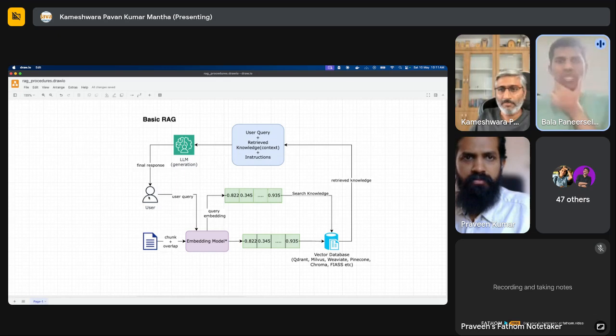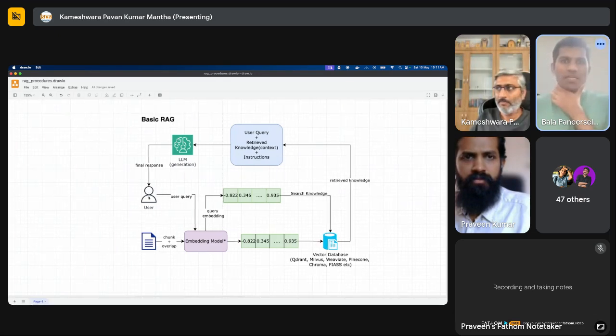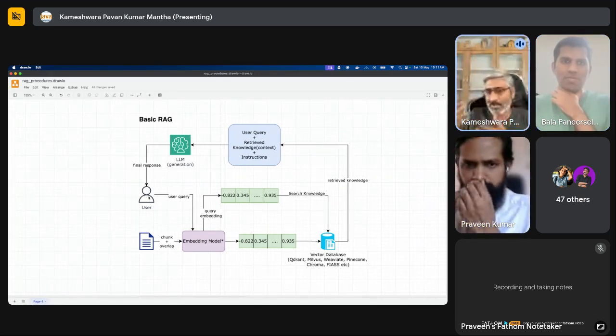Also, could you set some context on when do we think about using RAG? Like what is the right? Yeah, sure. I'm actually going to start on that. Yes. Okay.